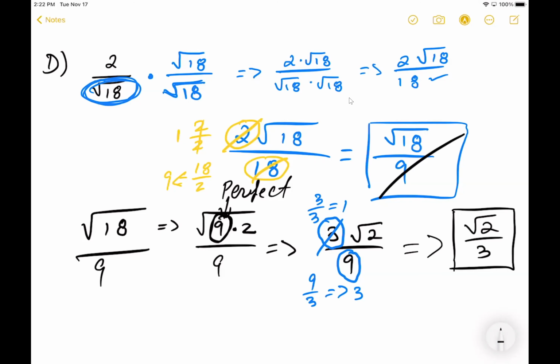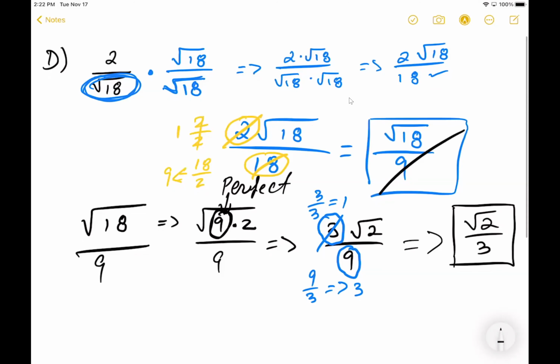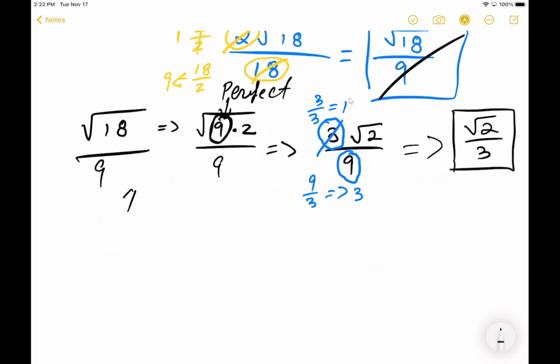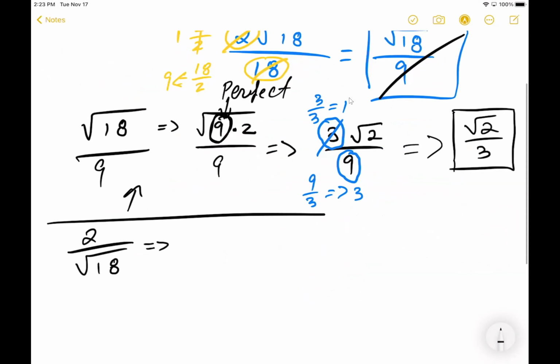So one thing I want to point out before we go on to the next one, I'll remind you that my problem is 2 over a square root of 18. Now, you say, is there any other way that I can do this problem? Well, there is. And some of you guys say, Mr. Strand, what happens if I reduce it in the beginning? And if you reduce it in the beginning, that's perfectly fine.